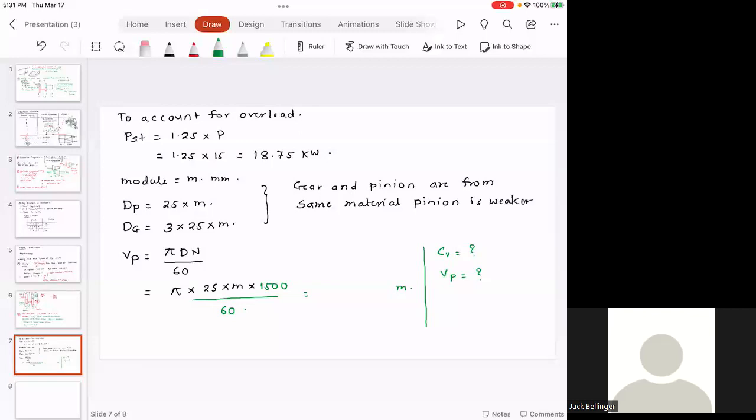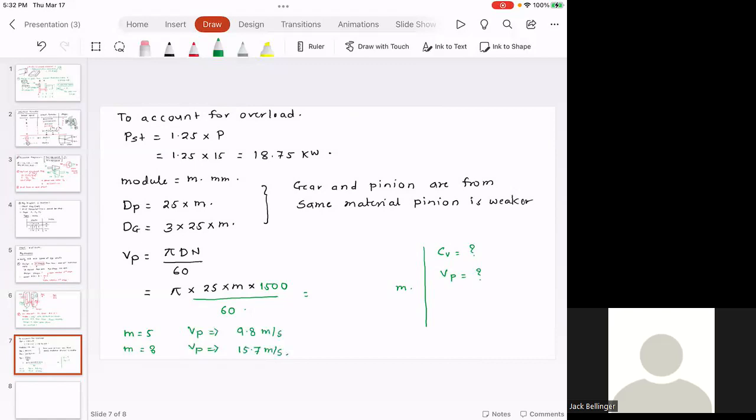But that's okay. Now my question to you is, what would be the pitch line velocity for module 5? So assuming m is equal to 5, what would be the pitch line velocity? And if the module is 8, what would be the pitch line velocity? For m is equal to 5, 9800, so 9.8 meters per second. And for 8, 15.7 meters per second.